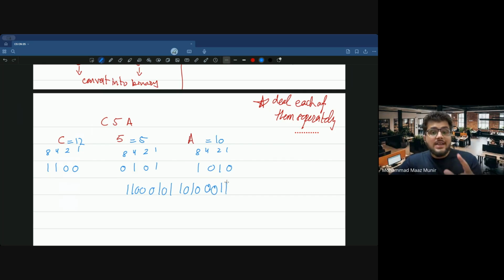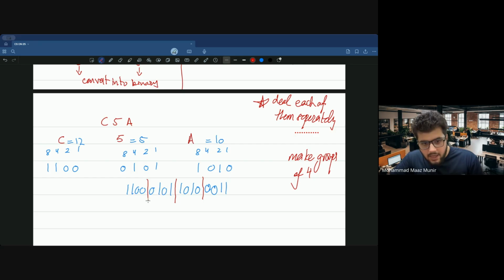Now you don't need to get scared. Remember, you just need to do the same thing which I taught you earlier. Make groups of 4. So how do I make a group of 4? 1, 2, 3, 4. Barrier. 1, 2, 3, 4. Barrier. 1, 2, 3, 4. Barrier. Now deal with each of them separately. This is 1, 2, 4, 8. It's 2 plus 1, it's 3. Then 1, 2, 4, 8. What's 8 plus 2? 10. A.